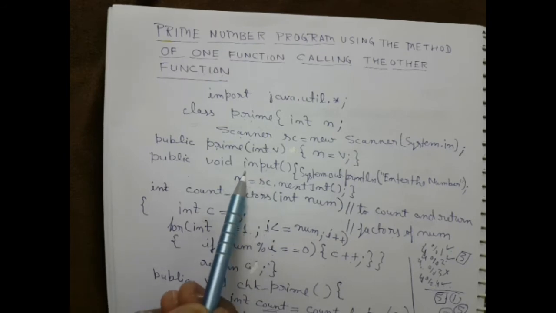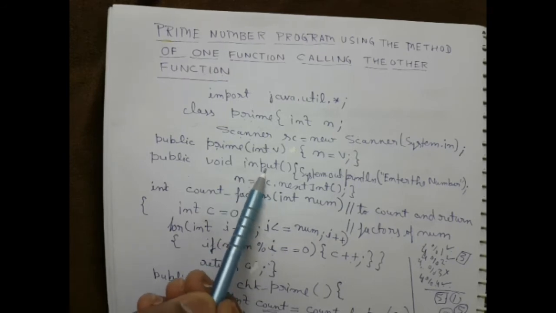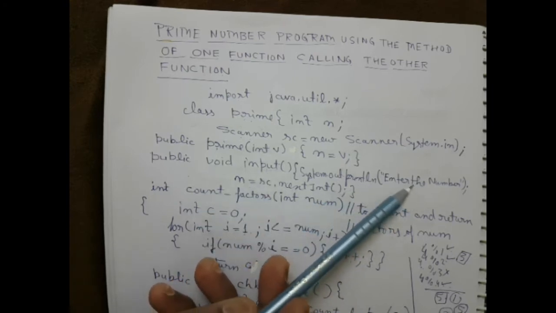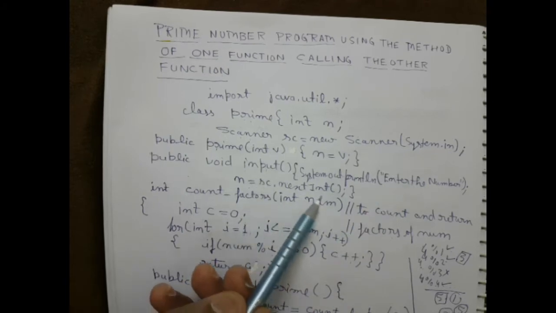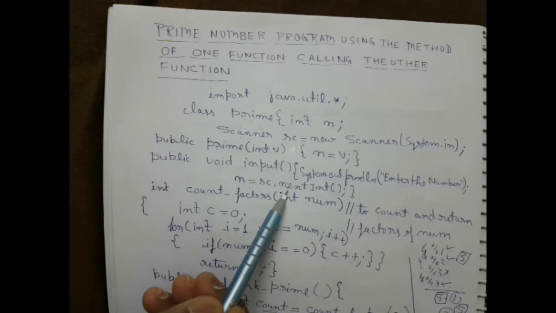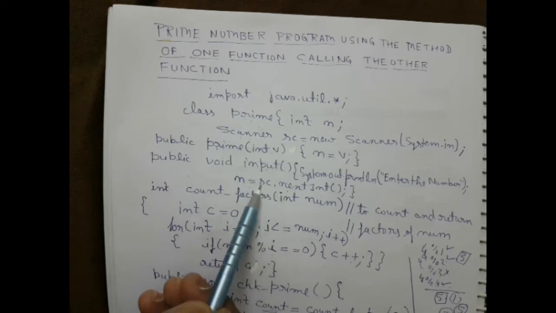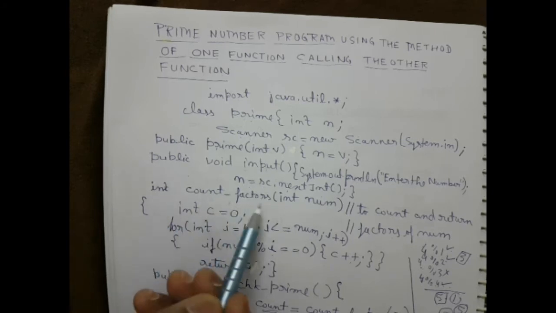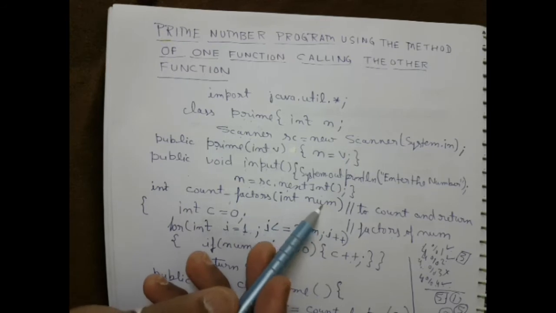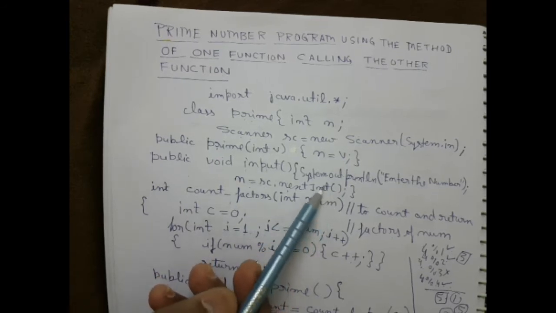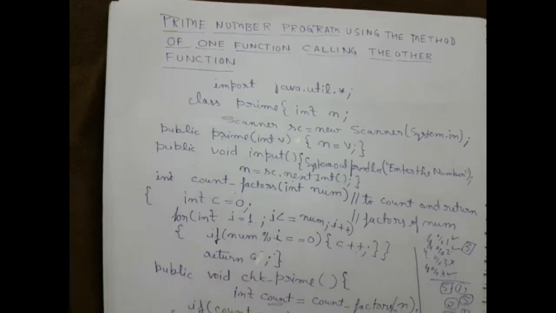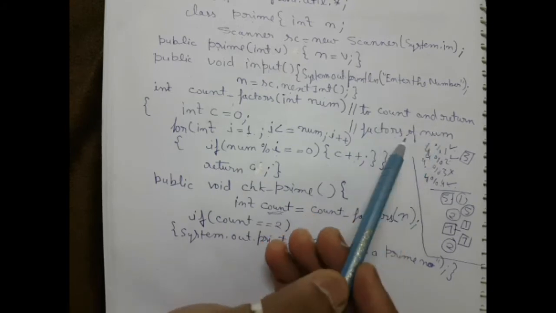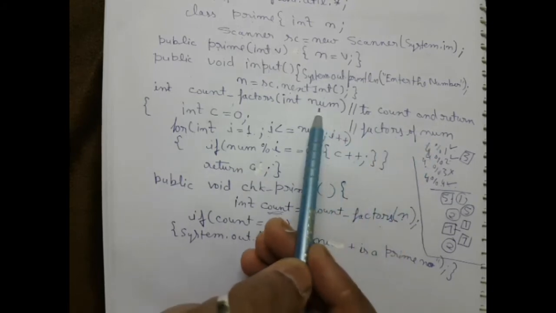After that students, we have the input function: public void input. It gives a message, enter the number, and n = sc.nextInt(), that is a statement. Now after inputting this, we come here. The function is int count_factors(int num), because the job of this function is to not only count but return the factors of num. Where is num? Num is here.